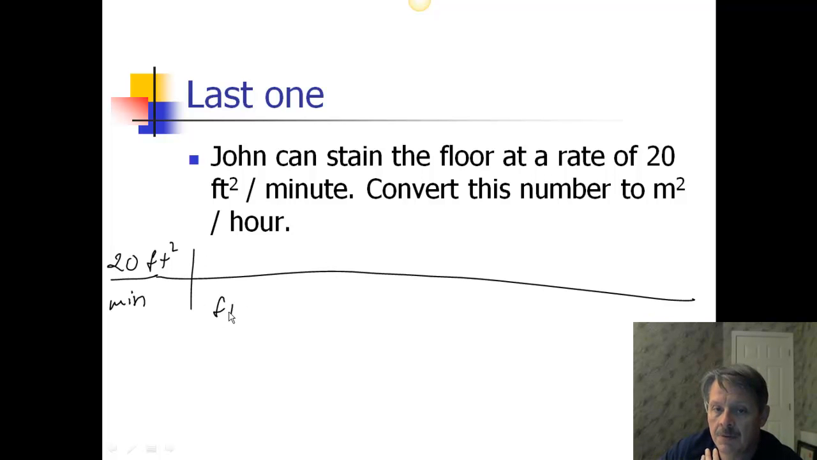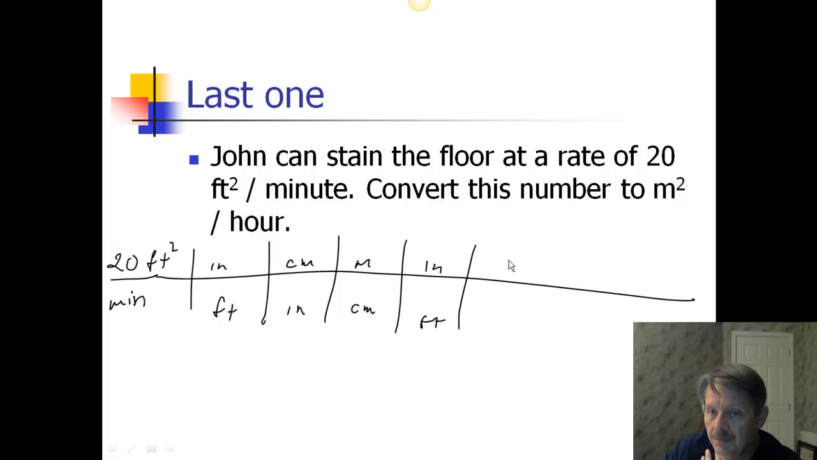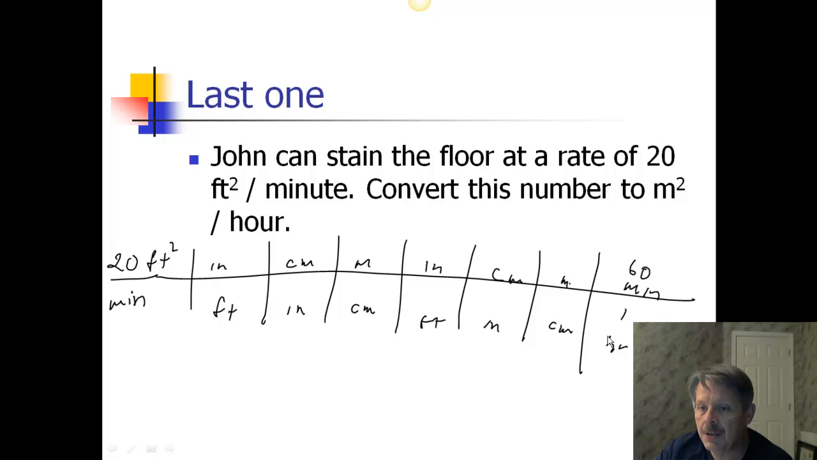All right, so I have to convert from feet to inches, and inches to centimeters, and centimeters to meters. And I have to do that entire thing twice. Inches to feet, feet to inches, inches to centimeters, and centimeters to meters. Am I done? No, that'll help me get rid of the feet squared, but it won't do anything for the minutes, and I need to make it into an hour. So minutes has to go on top to cancel off the minutes on the bottom, and that goes to hours. There are 60 minutes in an hour.